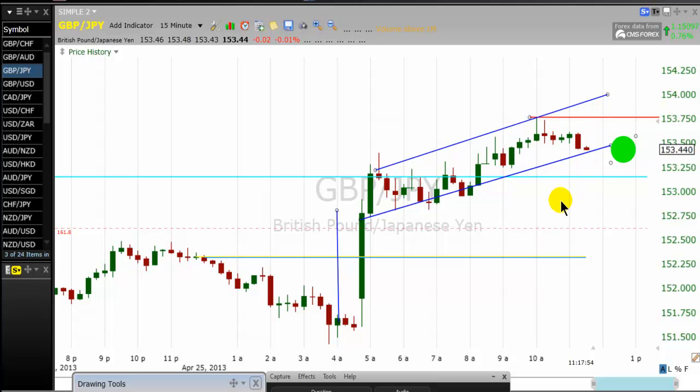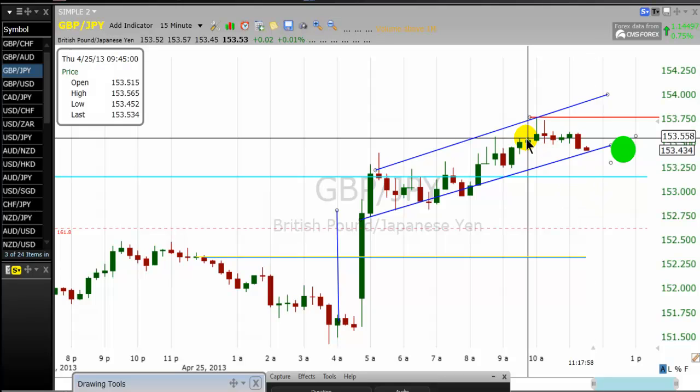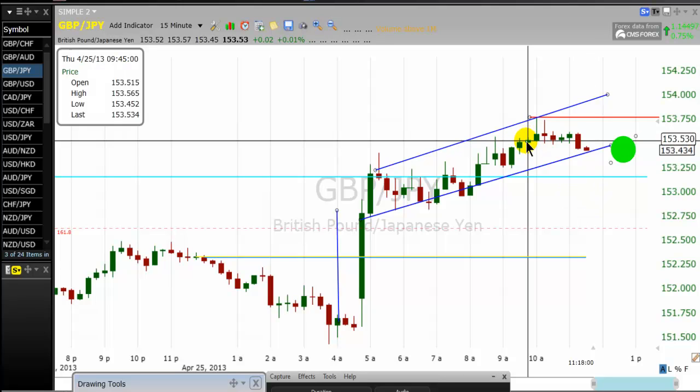But now that it's working, my entry point is somewhere here at 15353. It's 10 pips away from me. It's too close. I will not move my stop loss to break even. I will not do that. I will leave it as it is.